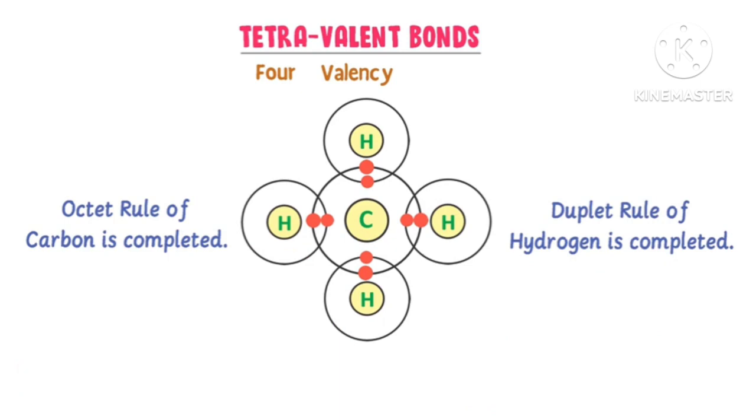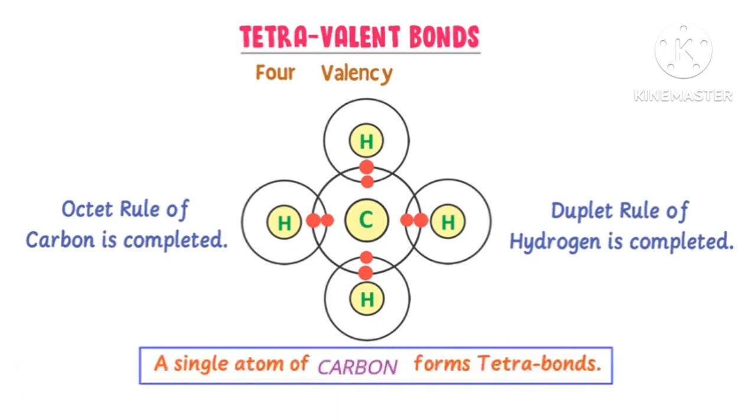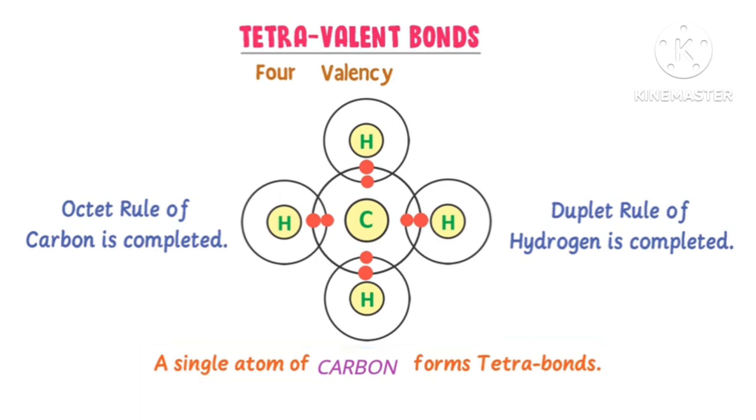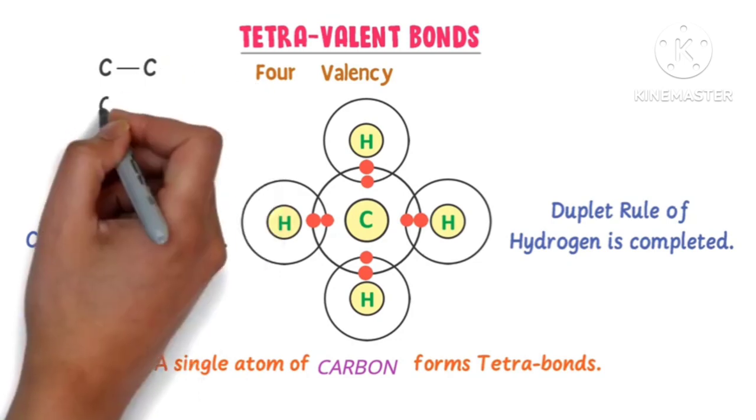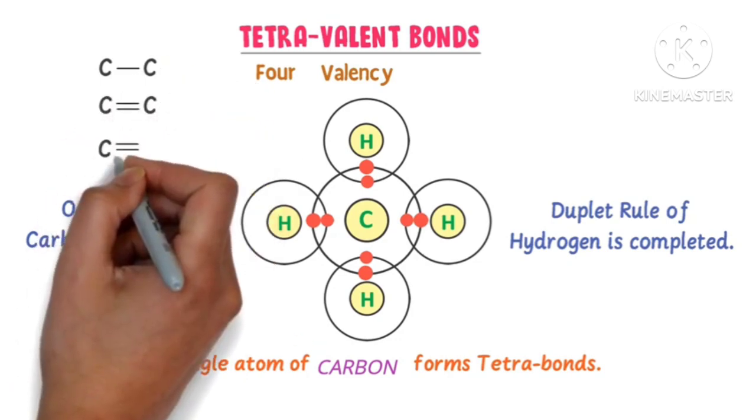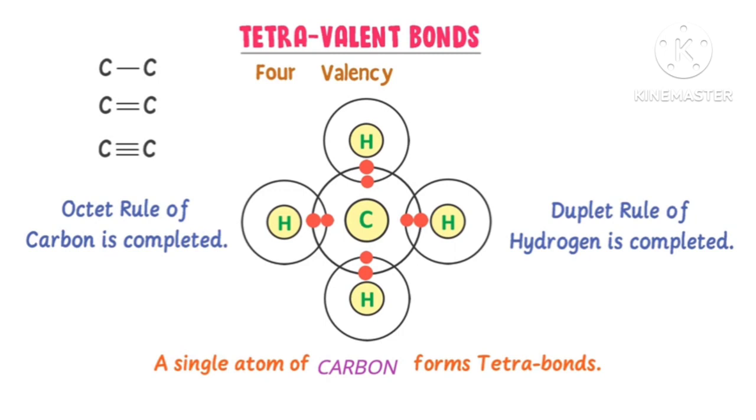Now listen carefully. A single atom of carbon forms 4 bonds or tetra bonds. Let me repeat it. A single atom of carbon forms 4 bonds or tetra bonds. Thus we say that carbon forms tetravalent bonds or 4 bonds. Also note it down that carbon can form single bonds, double bonds and triple bonds. Therefore remember that overall a single carbon atom forms 4 bonds or tetravalent bonds.